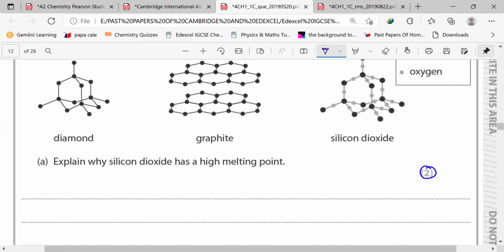Sir, I know how to answer it. It's just a matter of language. No, you are completely confused regarding how to answer this question: explain why silicon dioxide has a high melting point. Because it has strong covalent bonds which need high energy to overcome. So silicon dioxide is a giant covalent structure where there are very many strong covalent bonds present, and to break them we need very high energy.